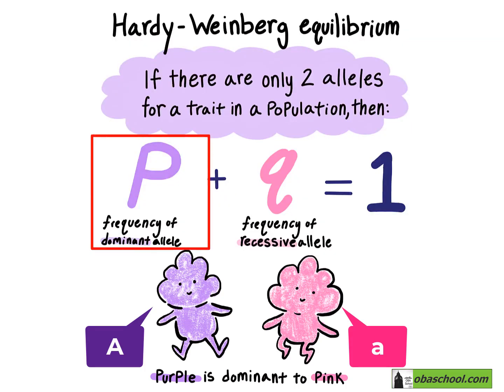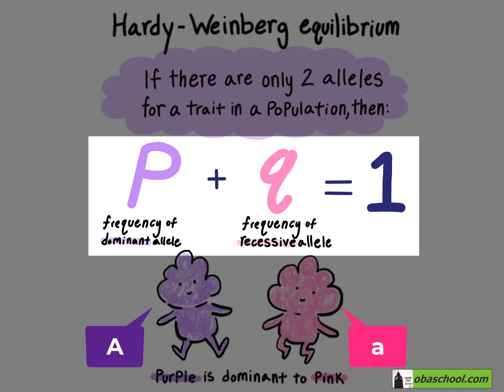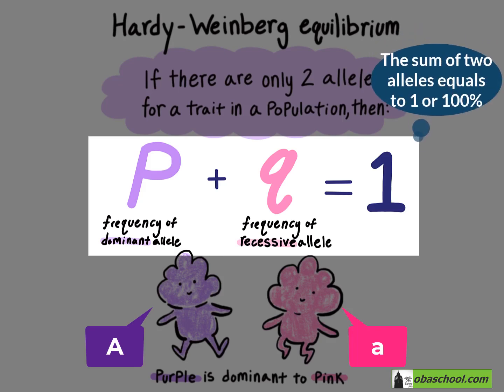And let the probability of allele A equal P, and the probability of allele small a equal Q. From this, we can derive our first equation, which is P plus Q equals 1. This is because we have two alleles, allele capital A and allele small a, so the probability of one plus the other must be equal to 1, which is 100%.